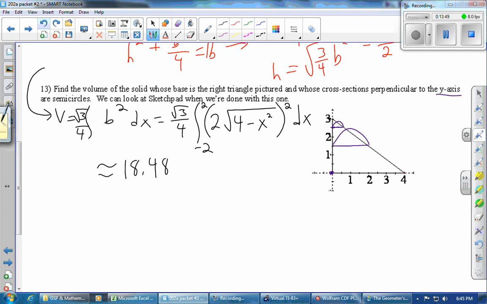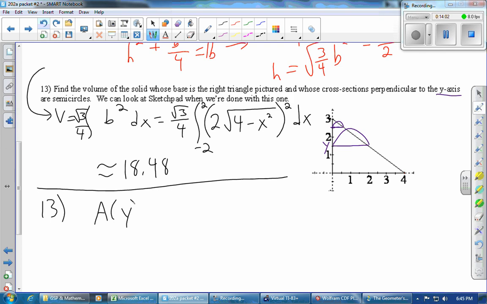So let me undo one of those. And we're just going to pick a generic point y. And again, the goal is to find, so crossing this off, this is now number 13 here. The goal is to find the area function in terms of y. What's the area of each circle in terms of y? Whatever we get here, we're going to stick into an integral. So let's see if we can do that.